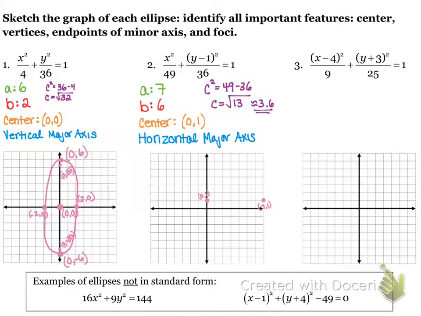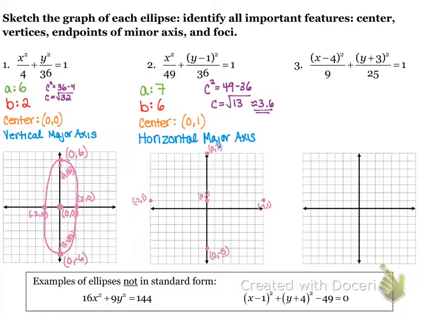And then I'm going to go to the left 7. Our b value is 6, so from the center, I'm going to go up 6. And then I'm going to go from the center down 6, which puts me at 0, comma, negative 5. Okay, so now we can connect.